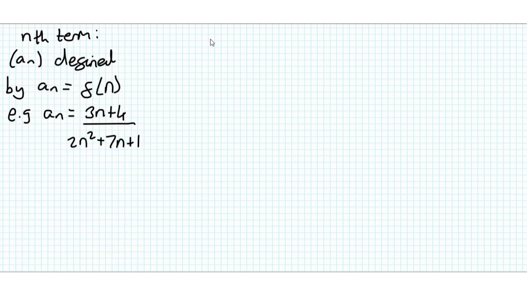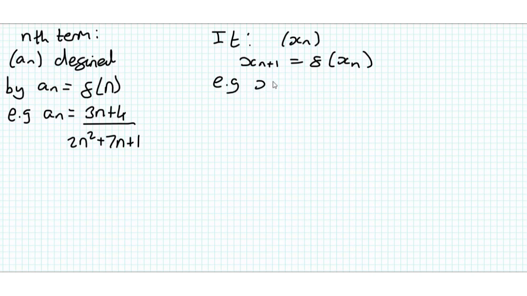Second type of sequence is an iterative sequence, and I'll just put IT, and this is where a sequence x_n is defined in such a way that x_(n+1), the next term in the sequence, is defined as some function of the previous term, or perhaps the previous couple of terms. So an example might be x_(n+1) is equal to 3x_n plus 2.